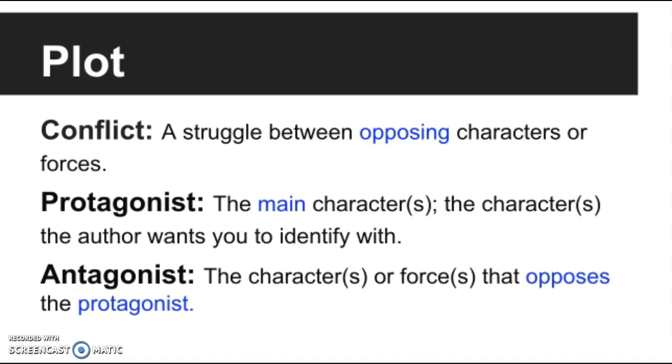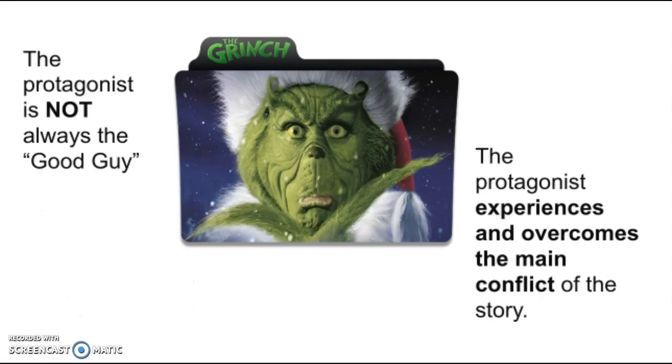Okay? Who or what is trying to bring our protagonist down? Now keep in mind that the protagonist is not always the good guy. A lot of times the protagonist is a good guy, but sometimes the protagonist is not the good guy, so that's not a good definition for us to be using. The real definition that we should be using is the protagonist experiences and overcomes the main conflict of the story.